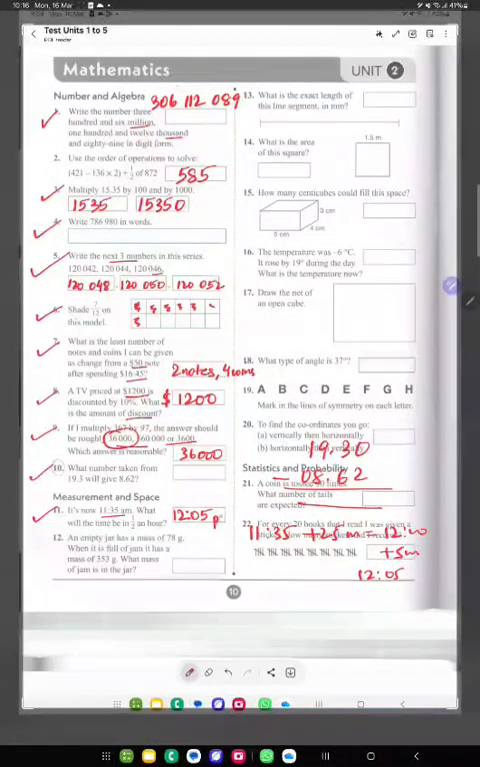In 30 minutes. That's it. Then question 12. An empty jar has a mass of 78 grams. When it is full of jam, it has the mass of 353 grams. What mass of jam is in the jar?